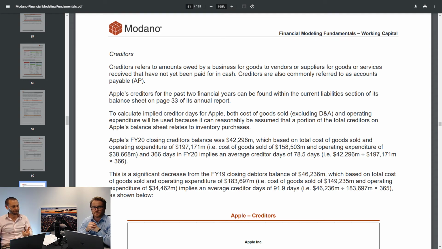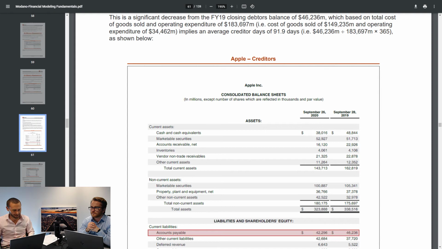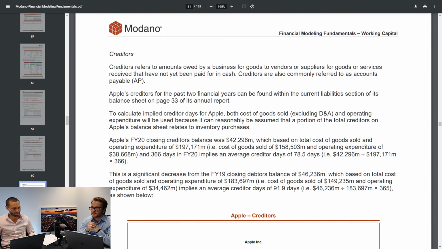So if you look at FY20 for Apple, their closing creditors balance was 42,296. You'll see their creditors balance is under accounts payable, in the current liabilities part of their balance sheet. That 42,296 is based on total cost of goods sold and operating expenditure of 197,171. That's the cost of goods sold of 158,503 and operating expenditure of 38,668. You'll see there we've actually taken out the depreciation and amortization from that.